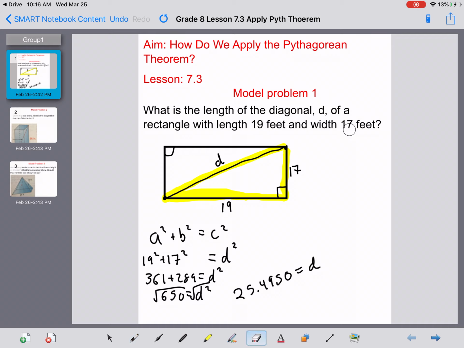Since my answer does not say what to round to, I can just leave my answer like that, or I can leave my answer as the square root of 650. When we start doing other problems, I may need to use the square root of 650 again, so it's easier if I keep my answer as the square root.